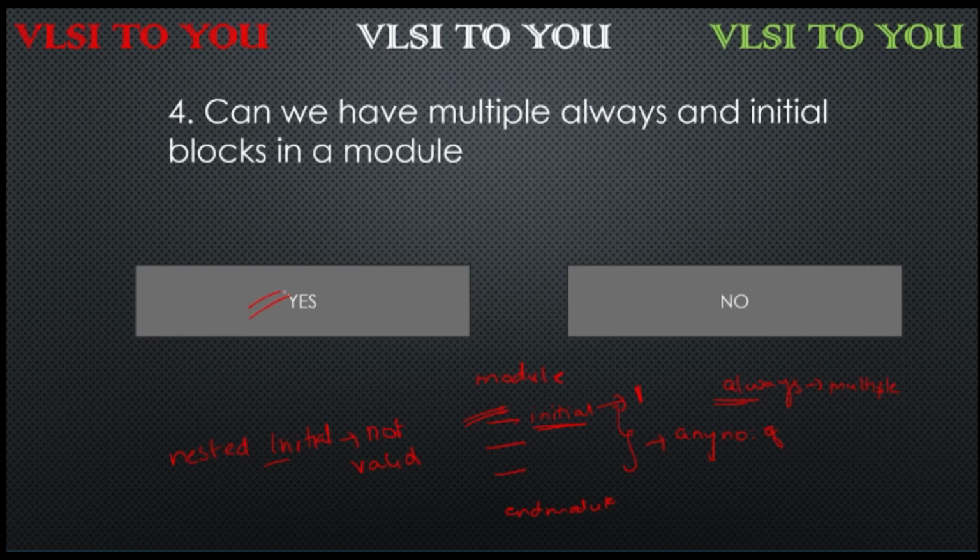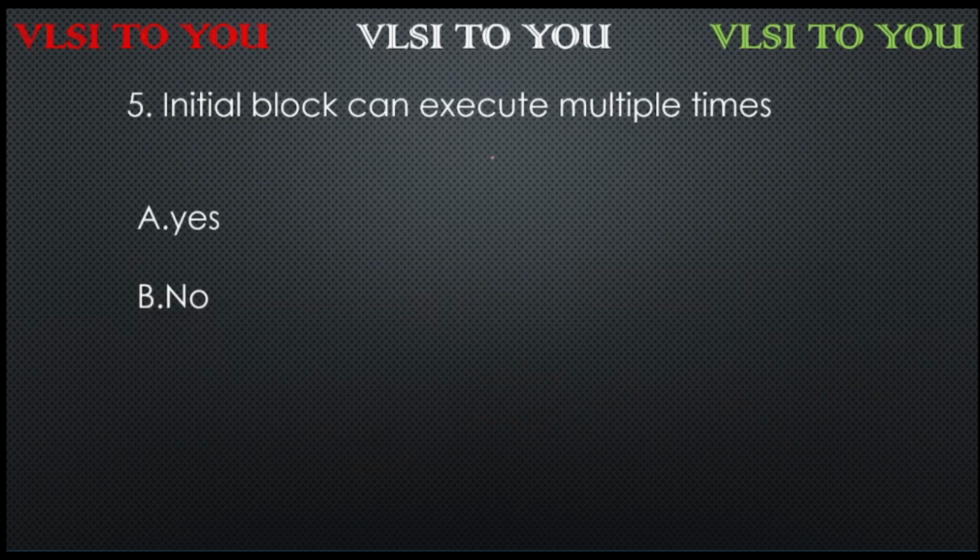So the answer for this is yes. Can an initial block execute multiple times? No, it's a big no. Why? Because an initial block is only executed once. Okay, when it comes to an always block, it can execute multiple times.